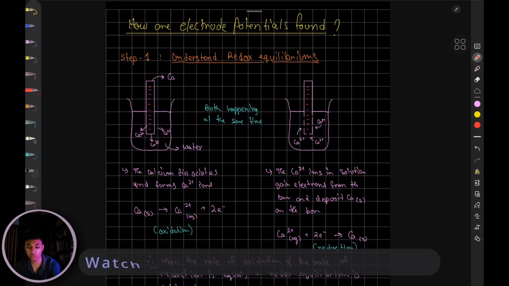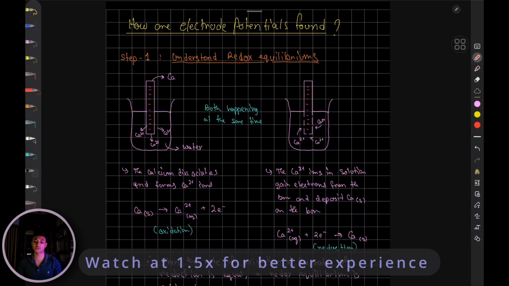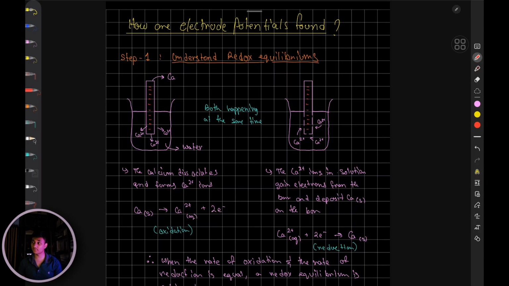In this video, we're going to answer a burning question, that is, how are electrode potentials found, right? In the previous video, we talked about how electrode potentials affect what the products are going to be at each electrode, right? But we didn't answer the question, how do we even find the electrode potential? Where did it even come from, right? In this video, we're going to understand how to find the electrode potential, right?